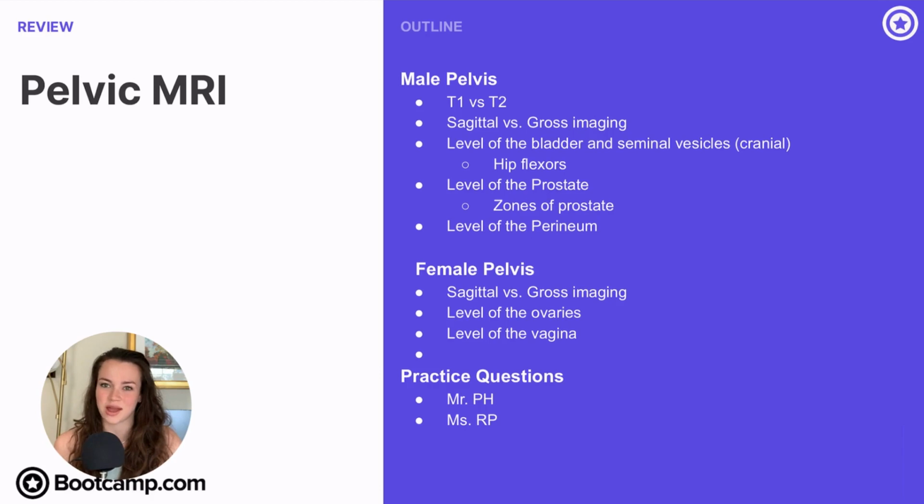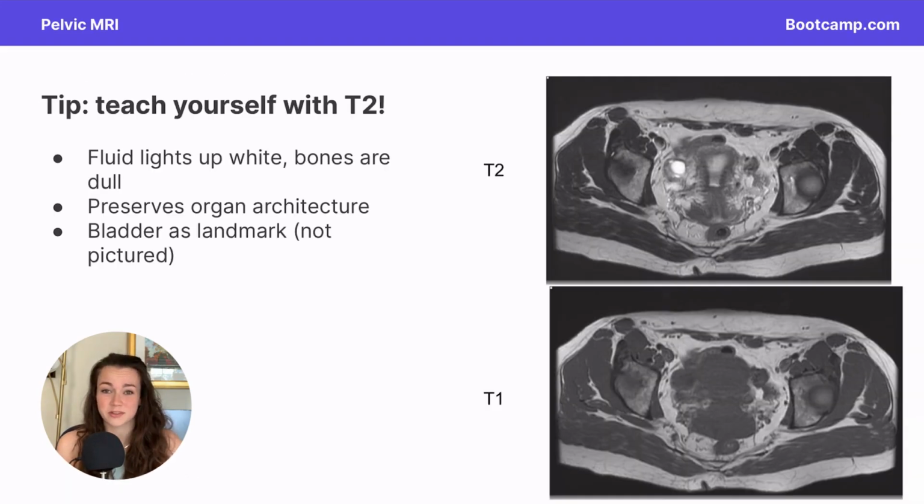on pelvic MRI. So my biggest tip for you when you're learning pelvic MRI is to teach yourself on T2 imaging. On T2 imaging, fluid is going to light up white and bones are going to be dull, but that's okay because we're not really so worried about bones when we're looking in the pelvic region. We really want to see great contrast between the tissues.